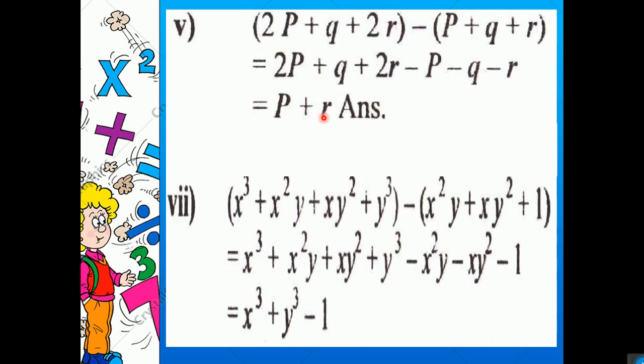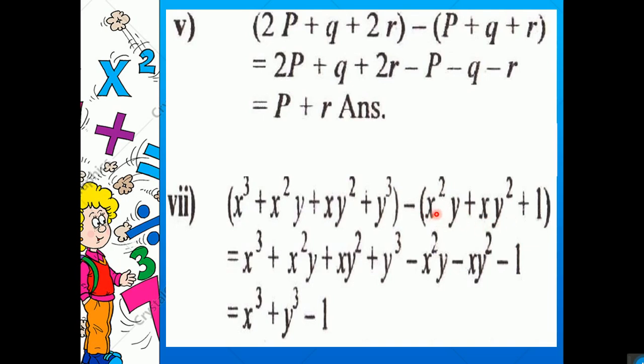Now look at this part number 7. Again there are two algebraic expressions and between them there is a minus sign. Means we have to subtract this algebraic expression from this algebraic expression. So open these brackets. Write all these terms as it is, and before this bracket there is a minus sign. So when we open these brackets, we will change the signs.